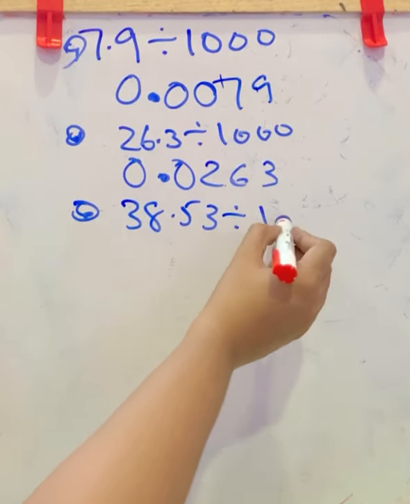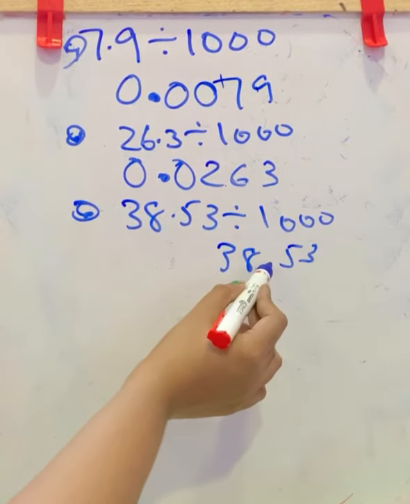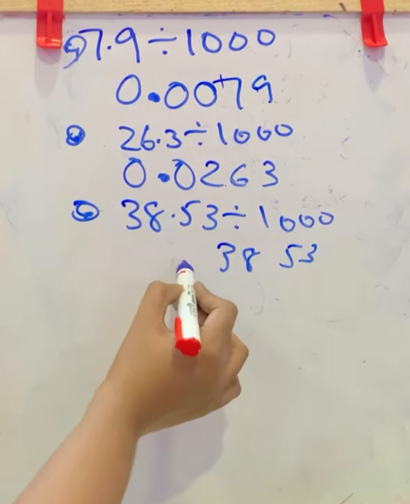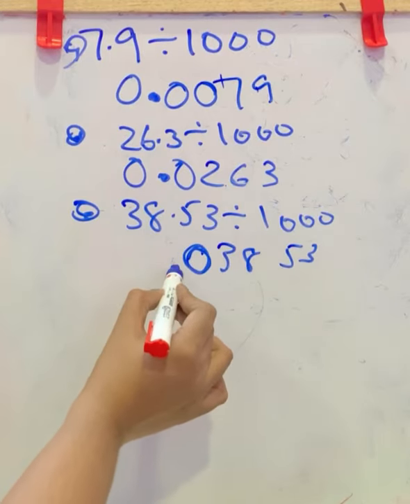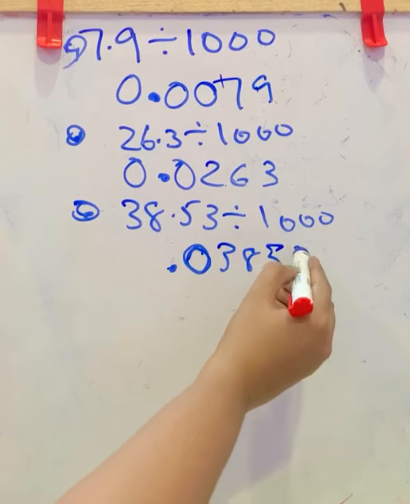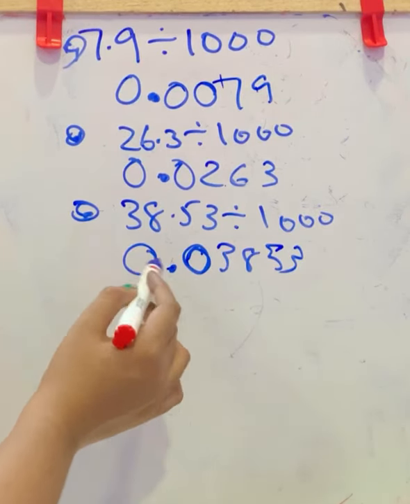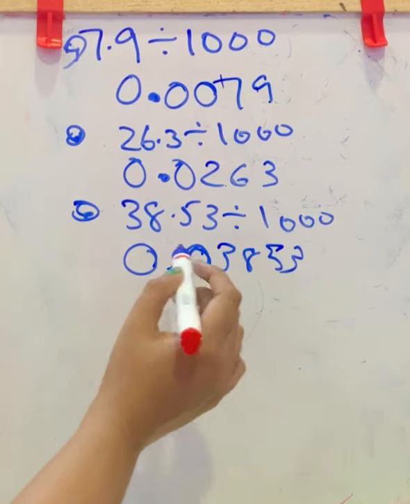38.53 division 1000. 3 places to left side. From here 1, 2, 3. You want to add a 0. Then put the decimal here. 0.3853. You can add a 0 in the whole number part. So we can read it as 0.03853.